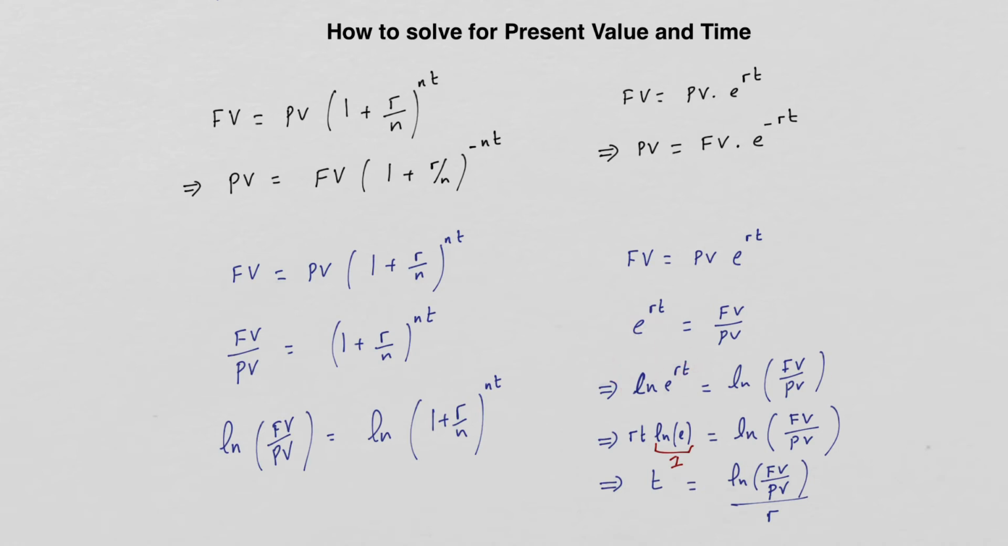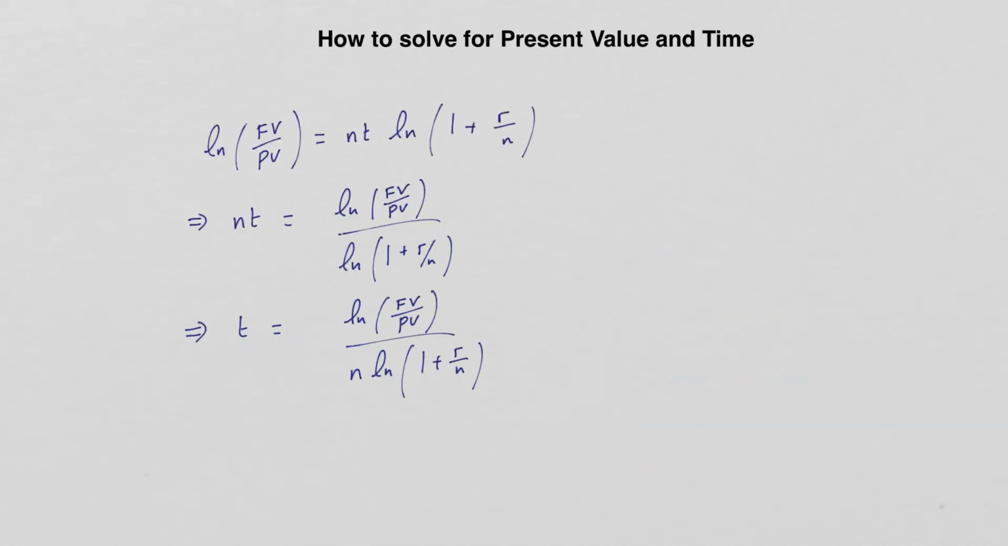Move the RT to the left, as you know, from one of the properties of logs. Natural log of e is 1. I hope you know that. That leaves me with RT. RT equals this. And then divide both sides by R, and you get T equals this. Looks a little nicer than this one.